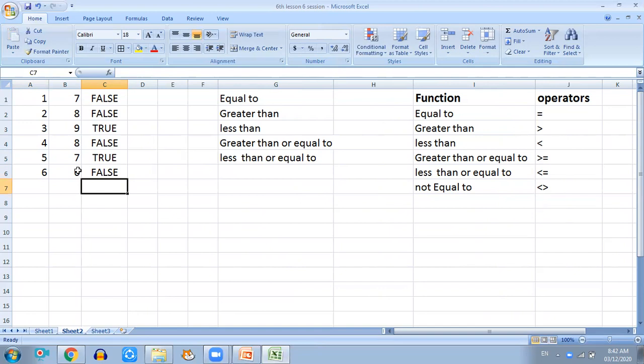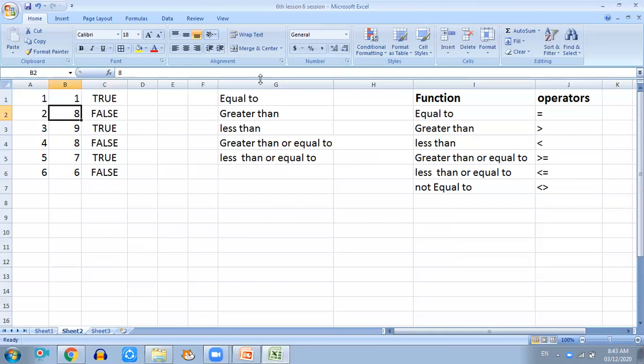This way we can do all the formulas and functions of comparison or logical. Here most entries are showing false because that condition is not matching. That comparison is not matching. The first one is 1 equal to 7. No, 7 is greater. If you enter 1 equal to 1, it will show true.